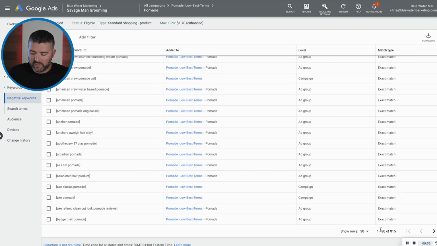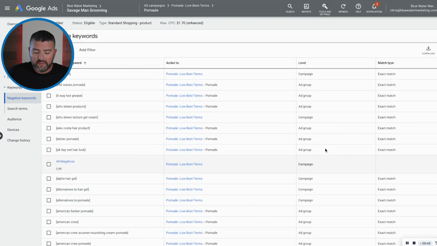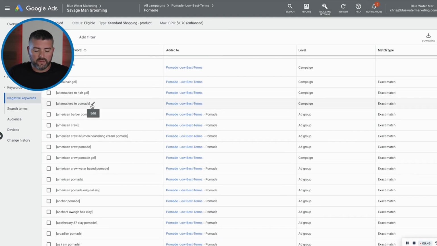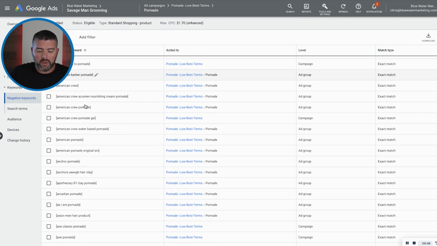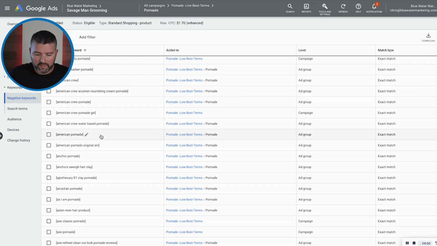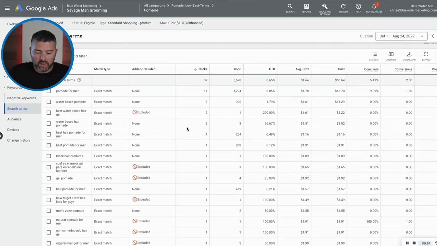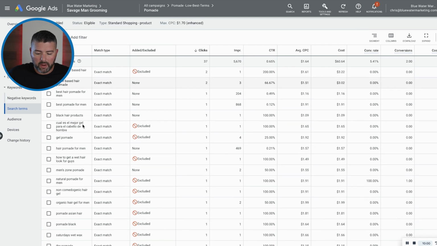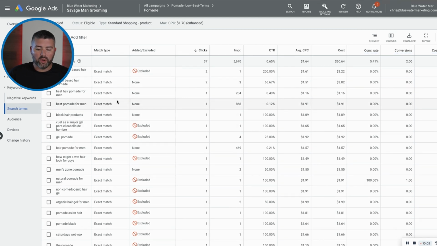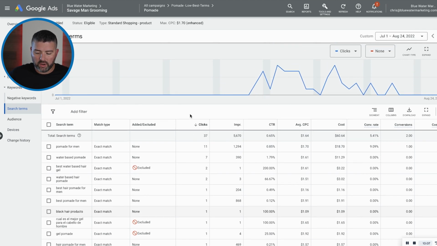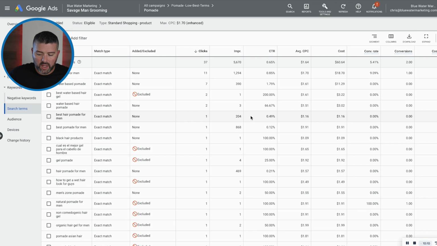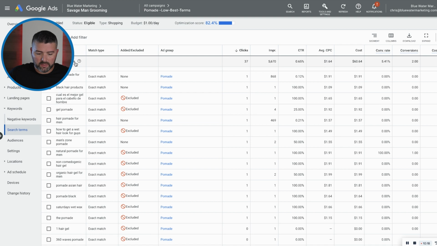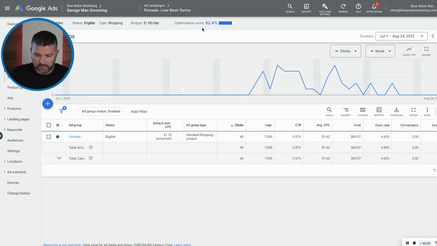So you'll see low best terms. What we've done is we've added 815 negative keywords: alternatives to hair gel, alternatives to pomade, American Barber pomade, American Crew. So those are all of the competitive keywords. And we are now only appearing for pomade for men, water-based pomade, water-based hair pomade, best pomade for men, and we're excluding a number of other keywords to make sure that within our bidding strategy, we are controlling this cost per click.